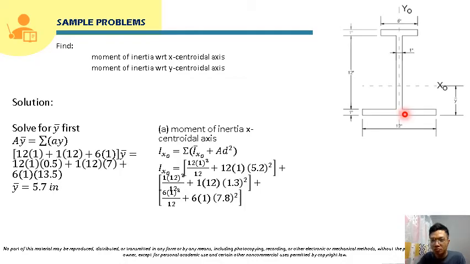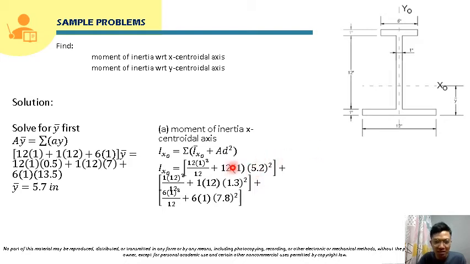will be, we know that this is y bar, 5.7. And the centroid of this rectangle is located here, 0.5 from the bottom, the half of 1. So what we're going to do here is 5.7 minus 0.5 to determine this distance D. So that will be 5.2. That will be the distance of the centroid of this rectangle to the reference axis.